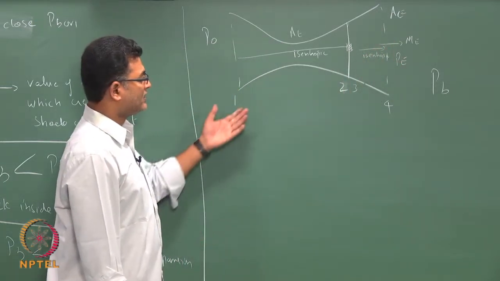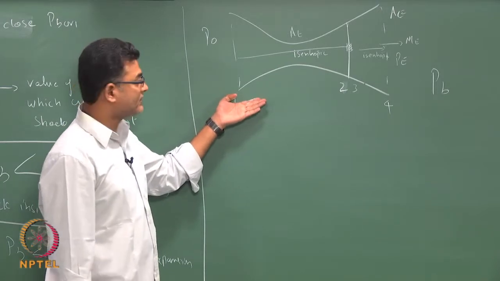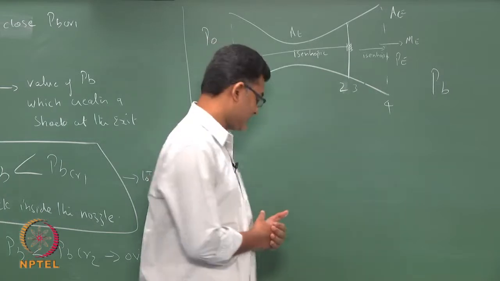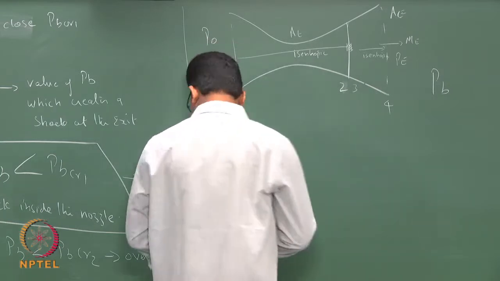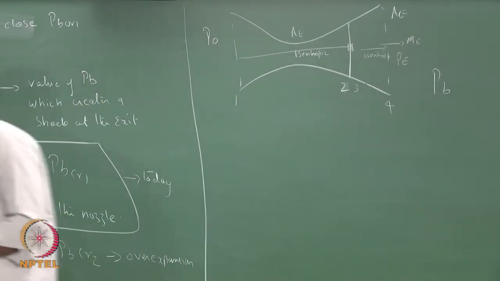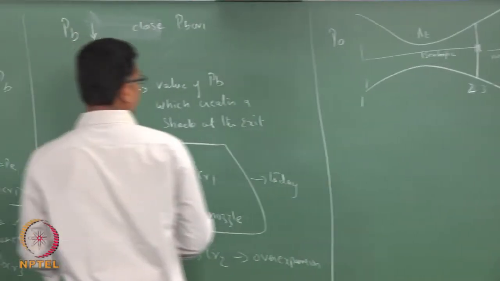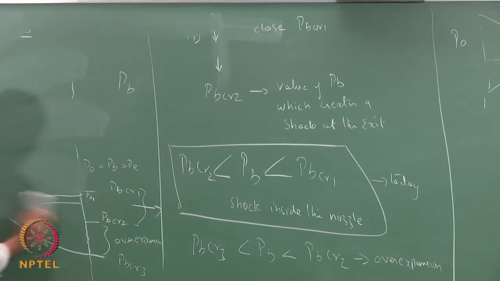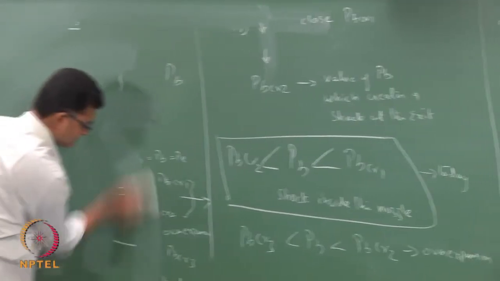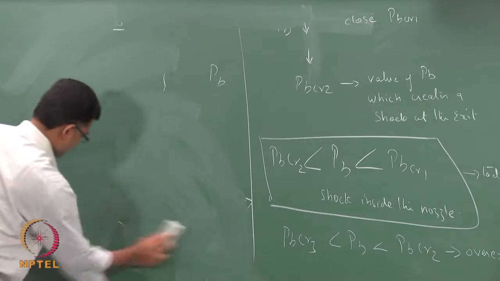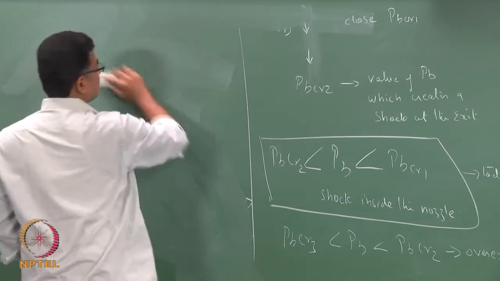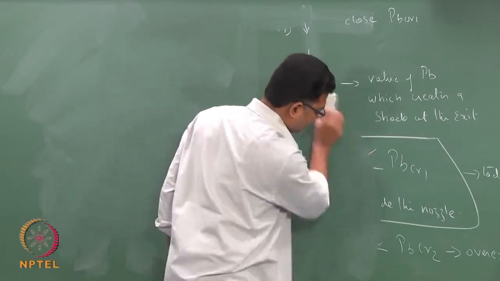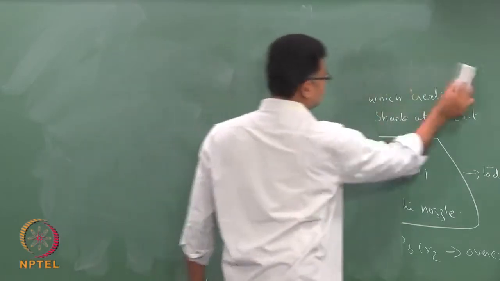Okay. So, the best way to do this kind of analysis is to do a numerical problem and try to understand what exactly is happening. So, we will do a numerical problem and discuss that. We use a combination of isentropic table and normal shock table.